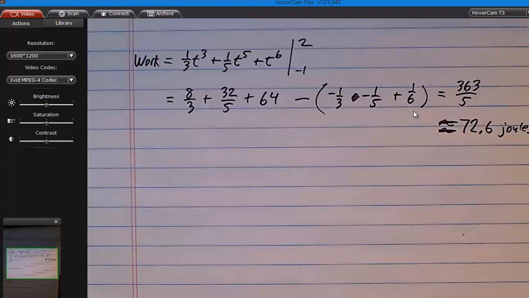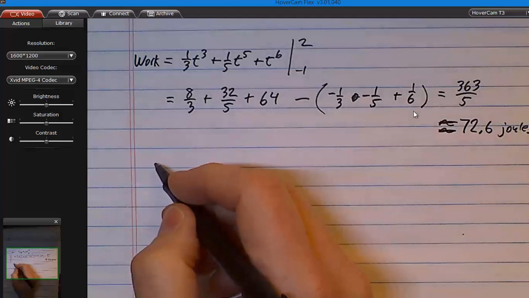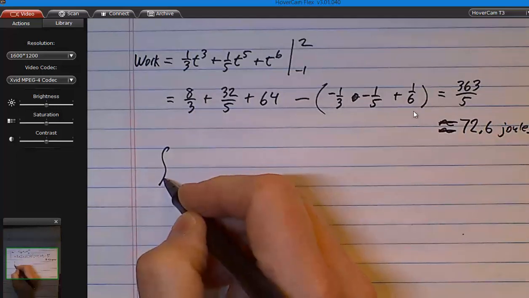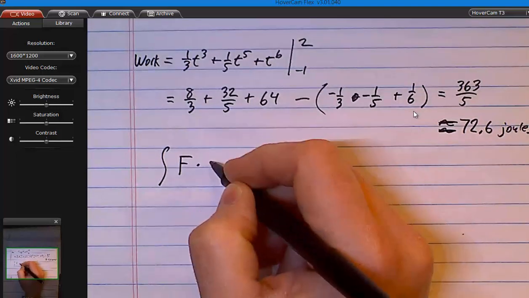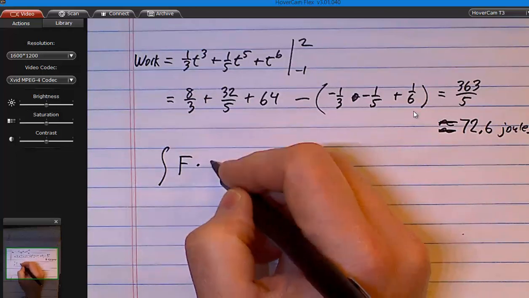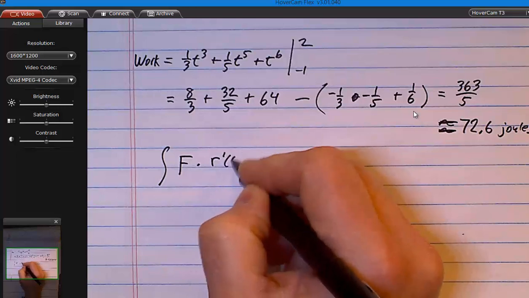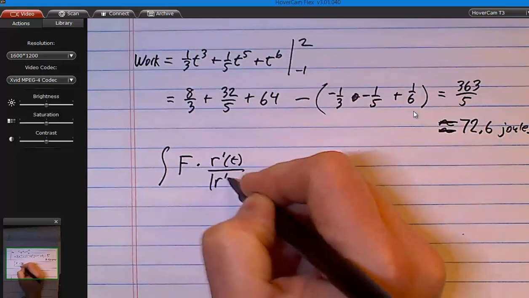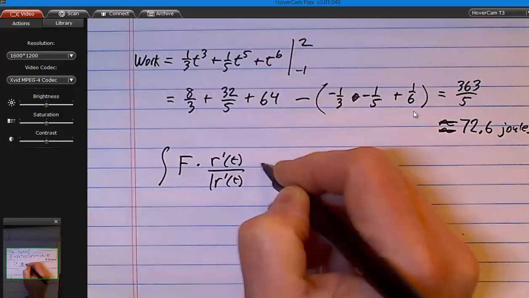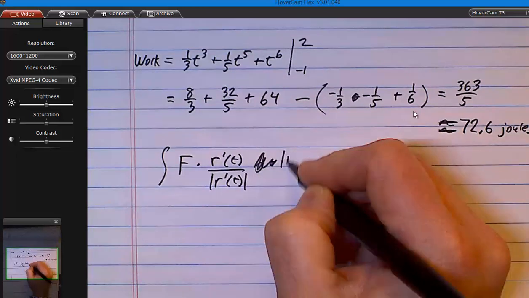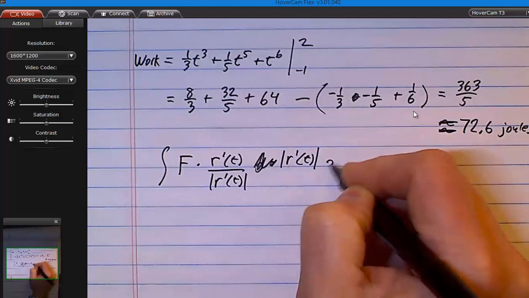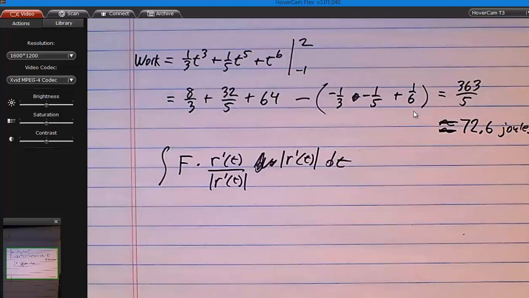So what was the original problem? The original problem was, let's see, integral, well, again, it was F dot T ds, right? But T we wrote as r prime of t over the length of r prime of t, right? ds. And of course, ds we wrote as the length of r prime of t dt. Yeah? That's what we did.